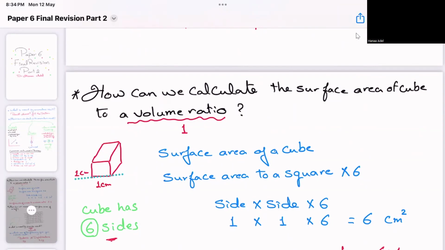And if I give you 1 centimeter as the side length of the square, okay? So the area of the square is side by side, which is 1, multiplied by 6 equals 6, of course, centimeter squared.